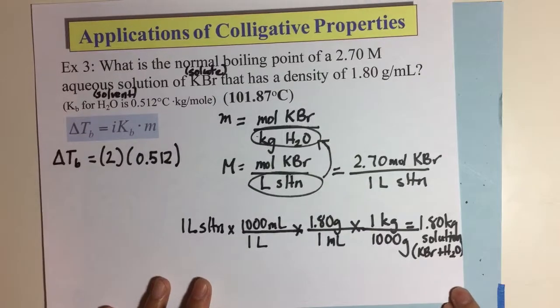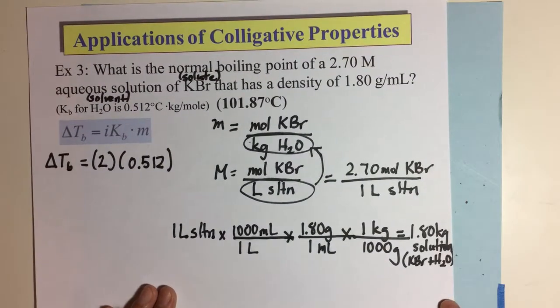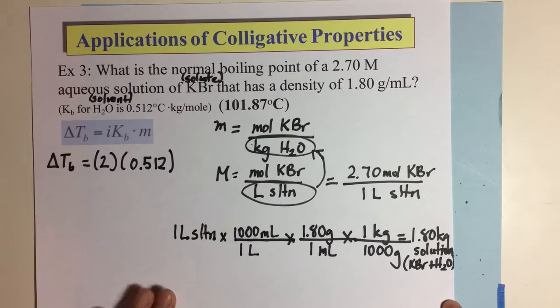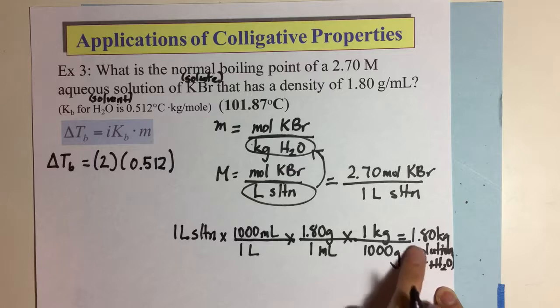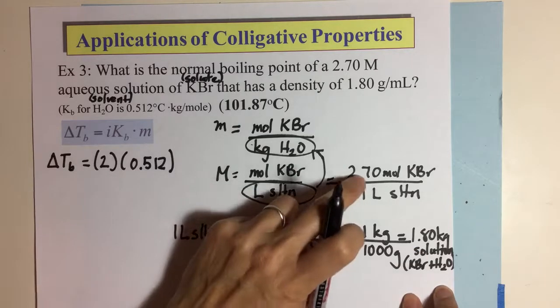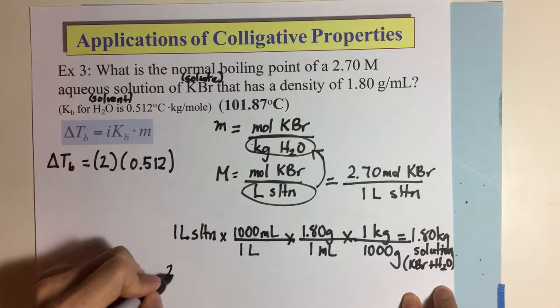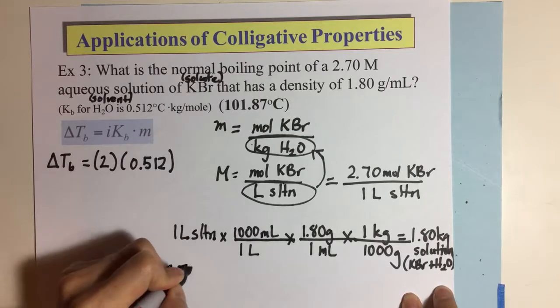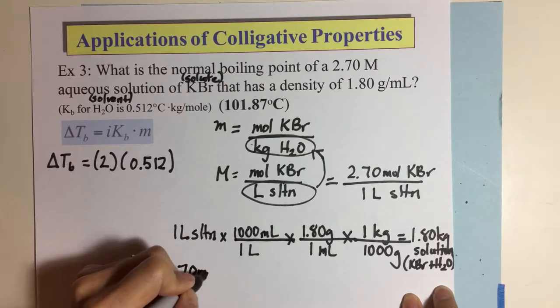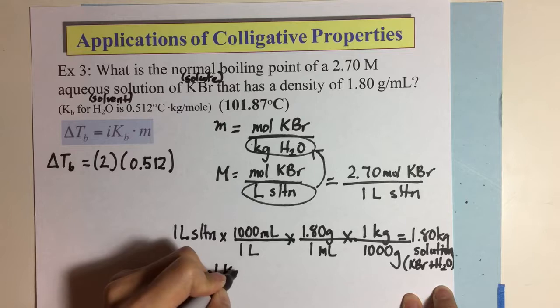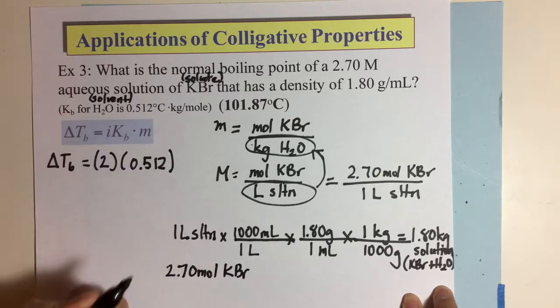So that reminds me what my solution is comprised of. Now you're going, how do I get to water? I've got to get the mass of the KBr out of this. And so we know the moles of the KBr. We can figure out how much mass is in that solution that's contributed by the KBr.